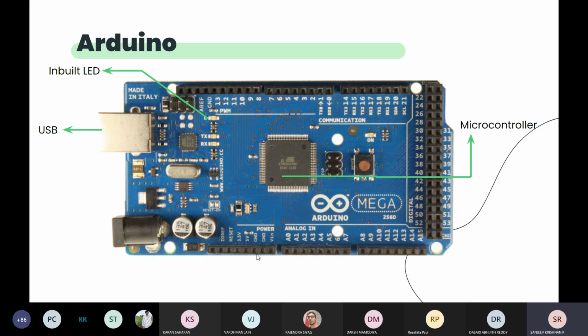Basically, Arduino works with 5 volts. Arduino Mega and Arduino Uno work with 5 volts. We have to give in 5 volts. So here you can see the V in pin. V in is for voltage in. So we can give 5 volt input to this pin, and the Arduino will start working.